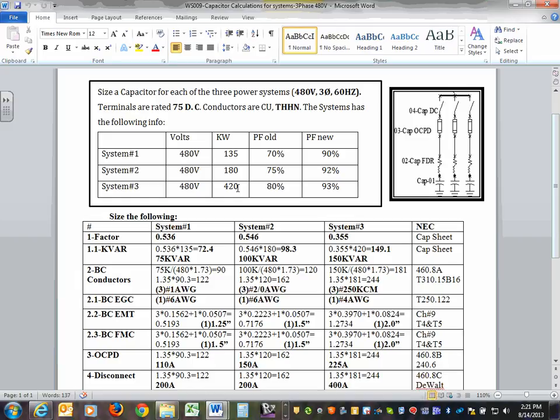These are literally how many kW I get out of my system. The original power factor is 70, 75, 80. These are bad power factors, and we will be penalized if we keep them. I am required to correct them to anything in the 90s. So I did one for 90, 92, 93. Typically, you go anywhere in the 90s.